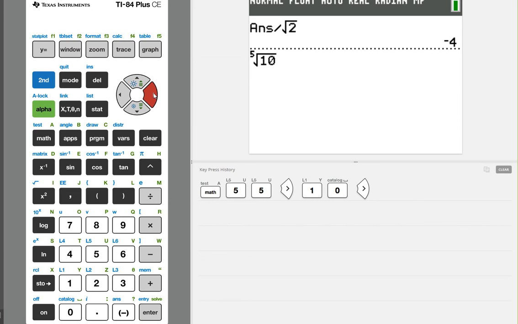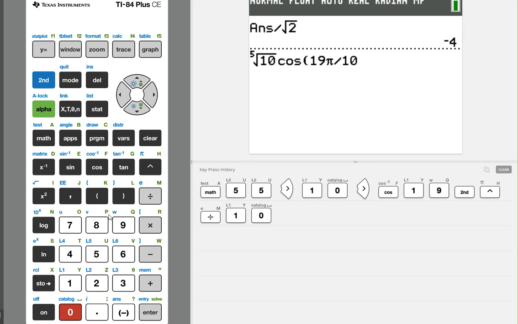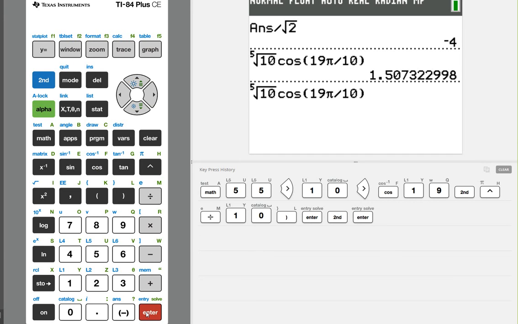and then get out from underneath the root. I'll do cosine of 19 pi divided by 10, and bam, I get 1.507. If I want to repeat that for the sine, I'll just hit second and then enter and go back a little ways, and where the cosine begins, just type over it with a sine. Make sure your calculator's in radian mode and you should be good to go. But that's how you would approximate it and turn it into rectangular form.